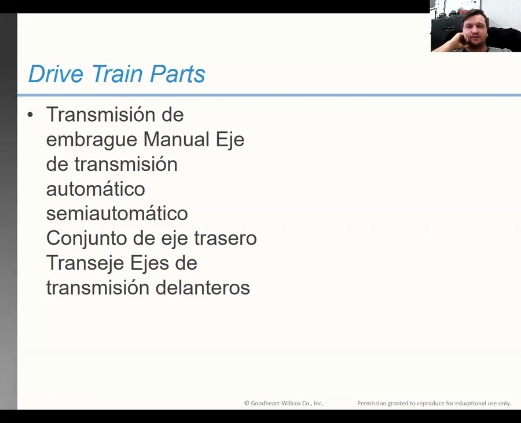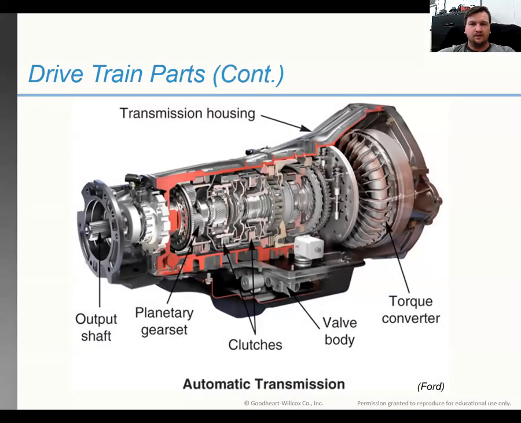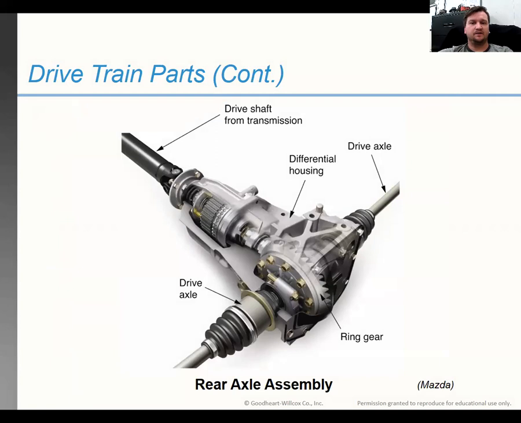Drivetrain parts consist of a clutch, transmission, so your manual, semi-automatic or automatic transmission, drive shaft, rear axles or any type of axles, things like that. So this is a picture of an automatic transmission, cutaway, so you can see the inside: your torque converter, valve bodies, your housing, clutches. Don't worry about what a lot of that stuff is. We'll get into it later on in the semester in another lesson.